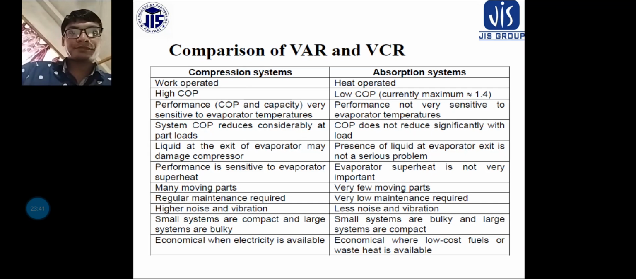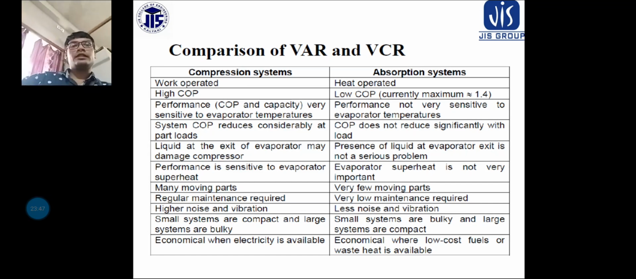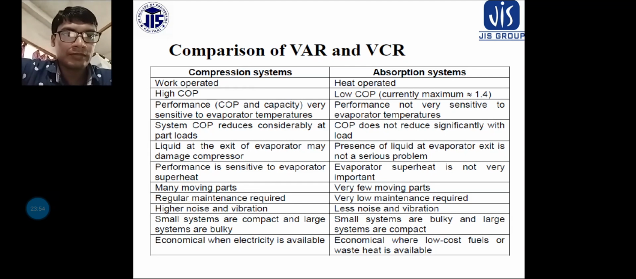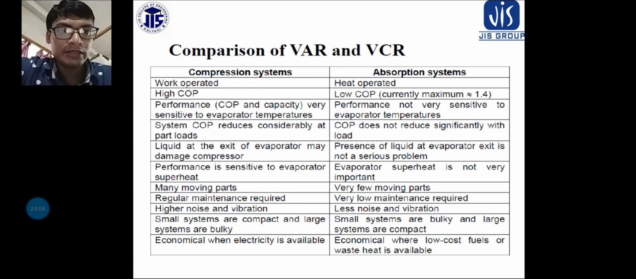That means when a part load is given, then the system COP reduces. But in case of an absorption system, COP does not reduce significantly with load. Okay, we cannot see any kind of thing like this. COP does not reduce significantly with load.